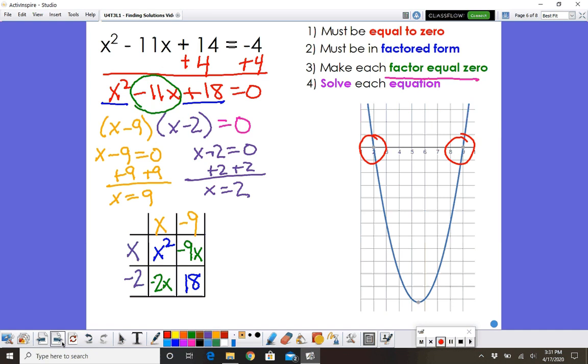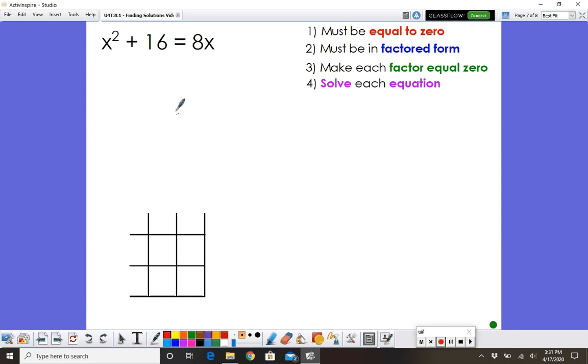Alrighty, 2 more we're going to do together, okay? So right here, first step, make it equal to 0. This is not equal to 0. We're going to subtract this 8x on both sides. Now, there are no like terms on this left to combine it with, so when we write this, remember, this is where we want to make sure we keep it in standard form. So we're going to have x squared minus 8x plus 16 equals 0.